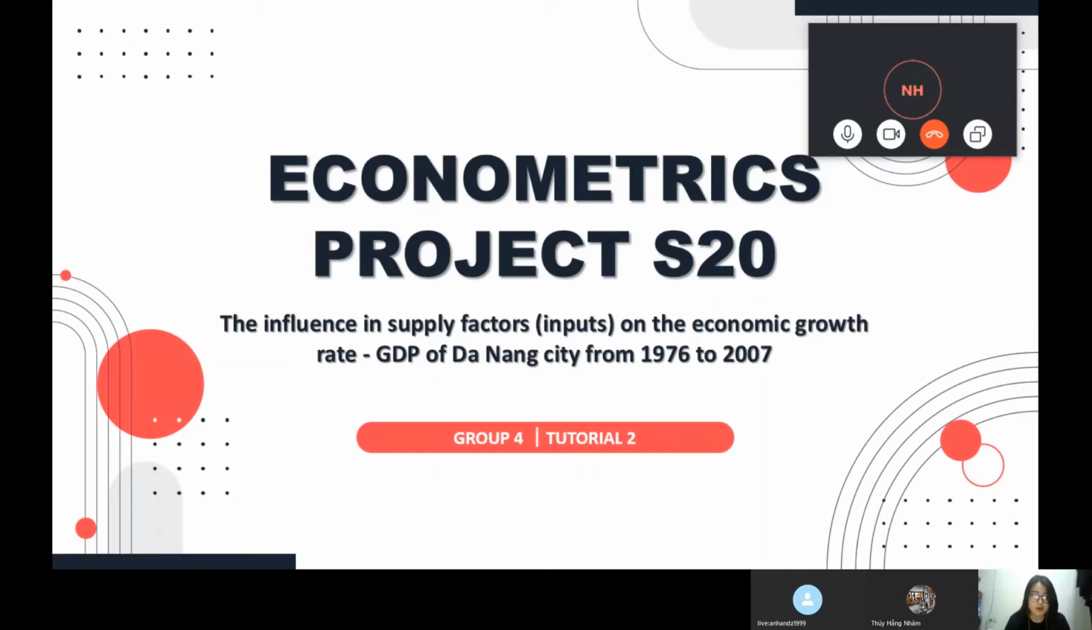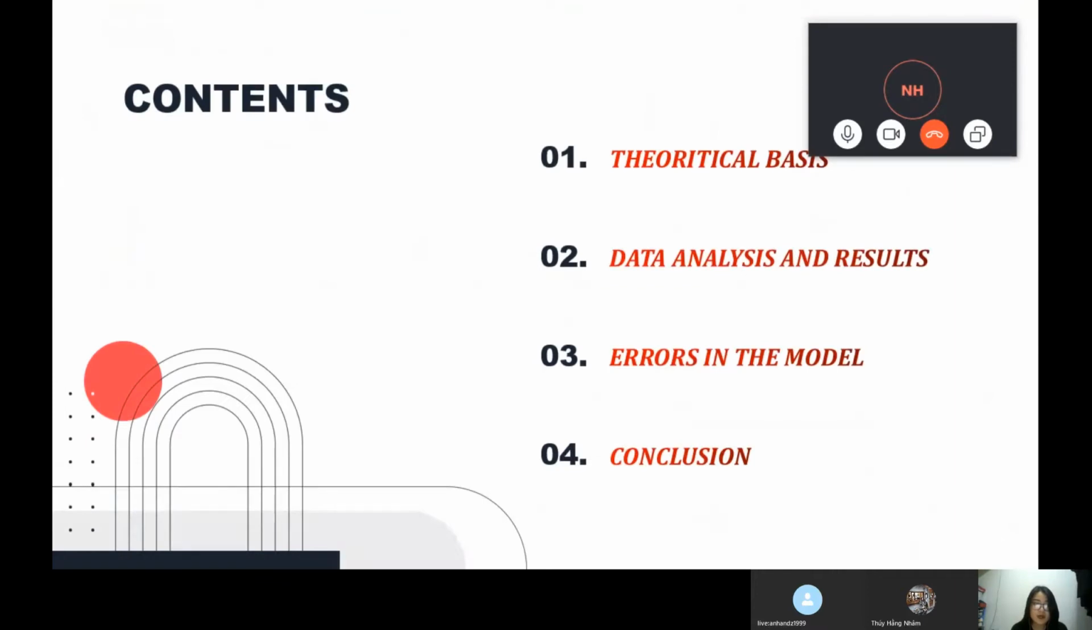Everyone, we are group 4 from tutorial 2 and we are going to talk about the topic of the influence of supply factors as well as input on the economic growth rate, GDP, of Da Nang City from 1976 to 2007. Our content will include theoretical pages, data analysis and result, and then we will fix some errors in the model, and then we will come to the conclusion.